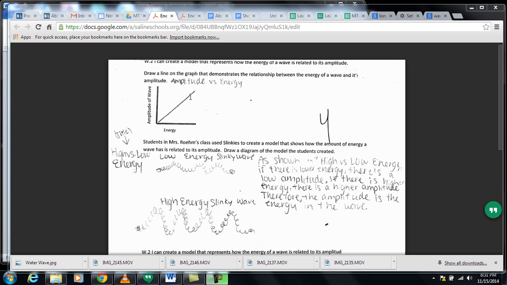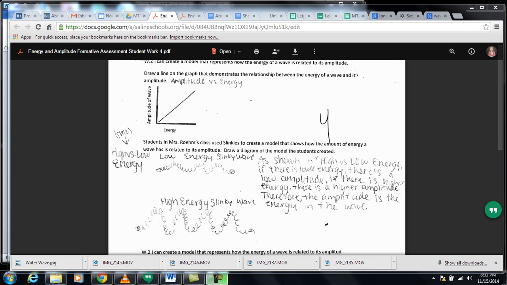They've indicated a positive relationship between energy and the amplitude of a wave. And I love that they've added a title here, even recognizing that graphs require a title. Down here, when they're drawing the model or the diagram of the relationship between energy and amplitude, this student has included a title, diagram, and a caption that all serve the purpose.